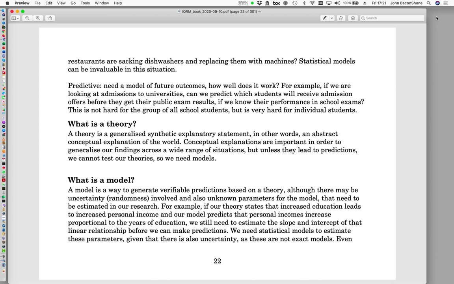So for example, if our model predicted that personal incomes increase proportionally to the years of education, we still need to know the slope and the intercept of that linear relationship before we can make predictions, and we still need to know how much uncertainty is left over. In other words, how much variability there is even after we know the years of education. So we need statistical models to estimate those parameters, given there is also uncertainty, as these are not exact models.